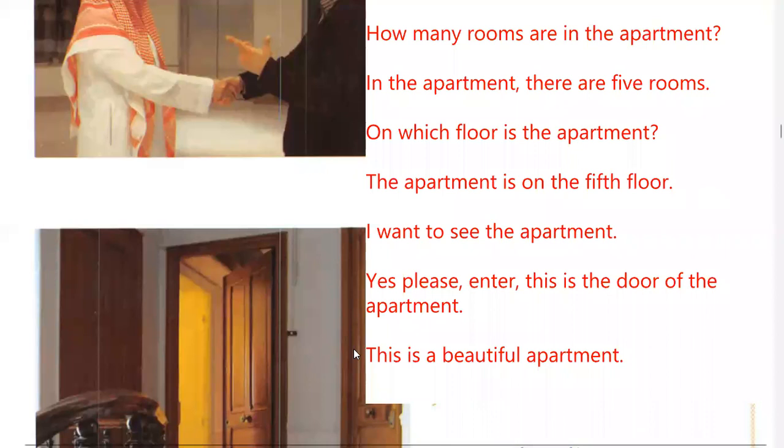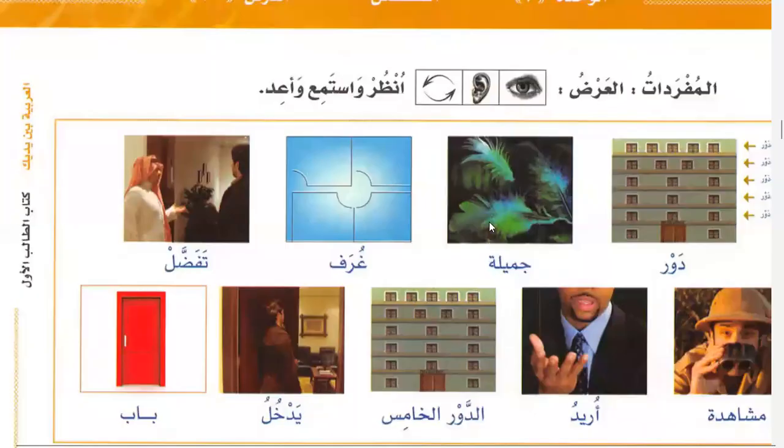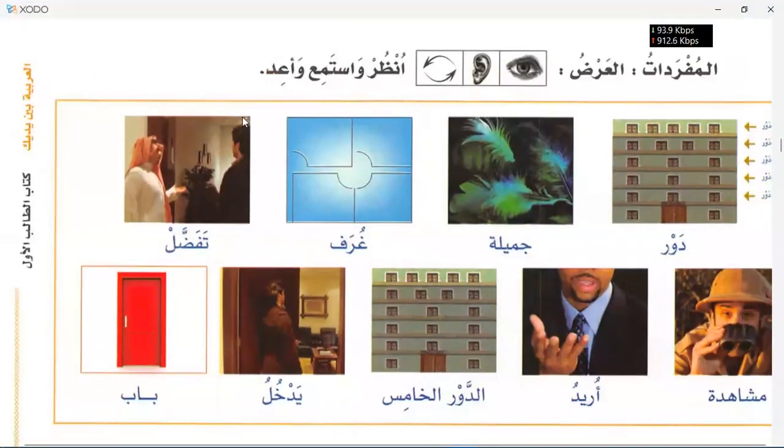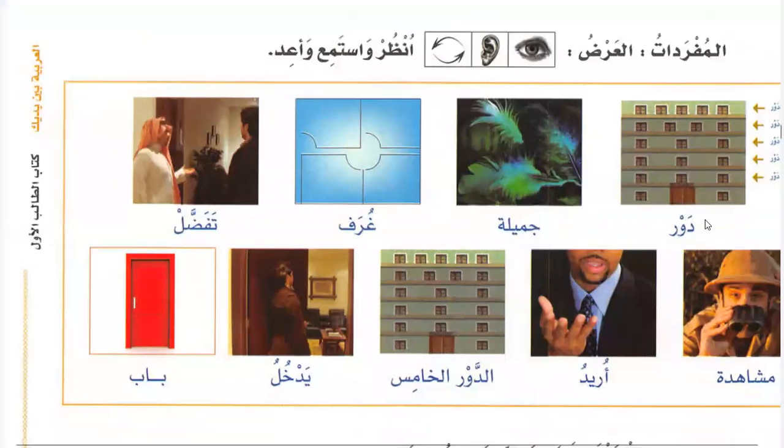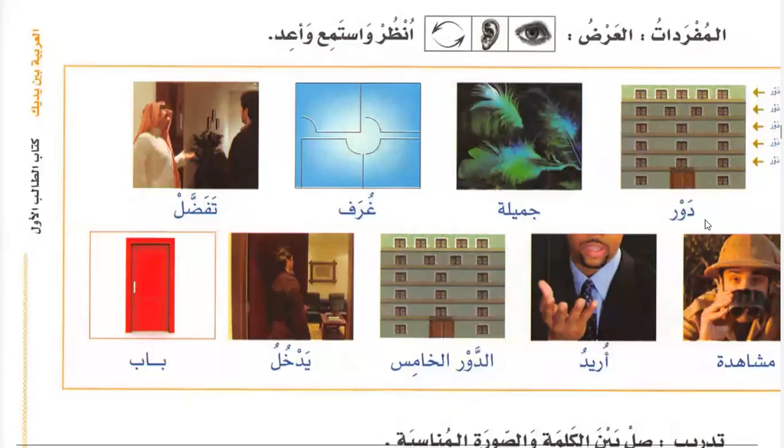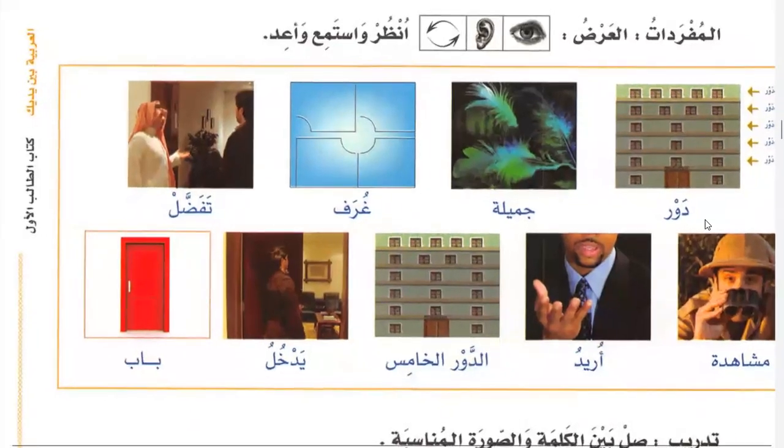This is a beautiful apartment. Correct. Al mufradat, the vocabulary, presentation. Look and listen and repeat. Door. Floor. Beautiful. Room. A room. Rooms. Welcome. Yes, please.